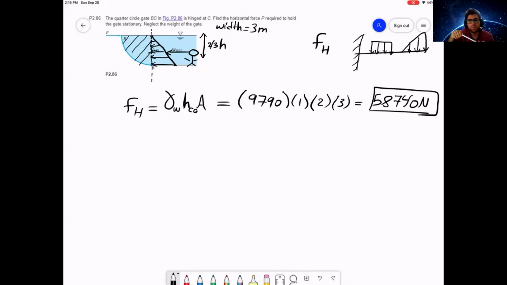You start from the HCG. You should move 0.5 meters downwards, because remember there is a negative sign in YCP. So if you got negative 0.5, you would move 0.5 meters downward from CG, from the centroid.